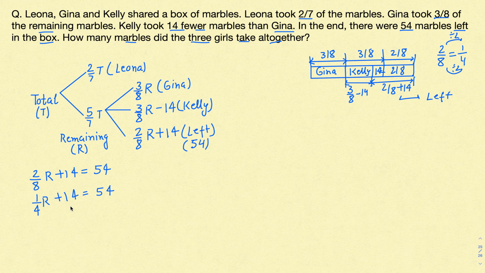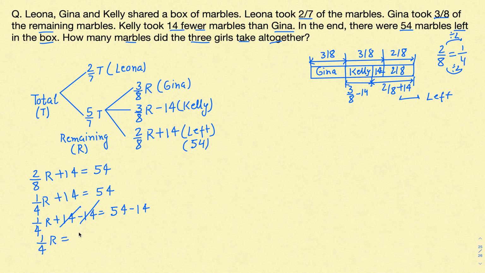Now we have to get rid of this 1 by 4 from the left hand side. So how can we do that? Just add minus 1 by 4 on both sides. So just look at how I'm doing it. This minus 1 by 4 will cancel out this plus 1 by 4. And this will give you 1 by 4 of remainder is equal to 54 minus 14, that will give you 40.